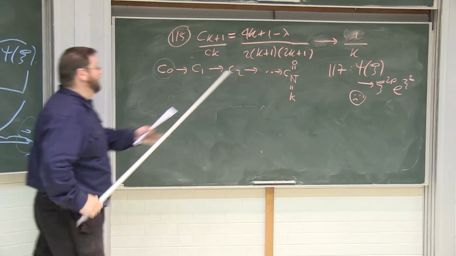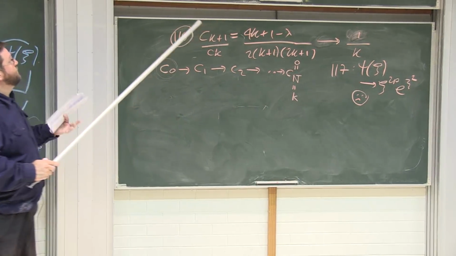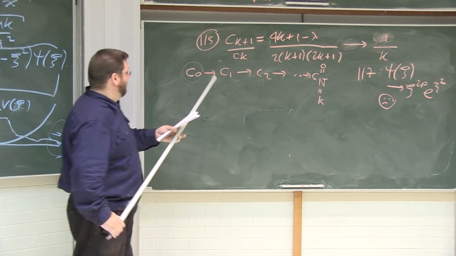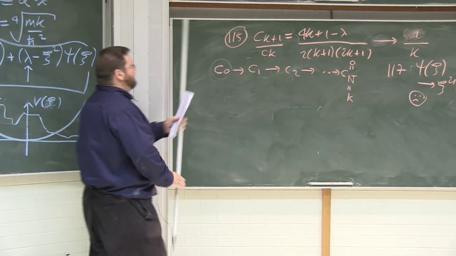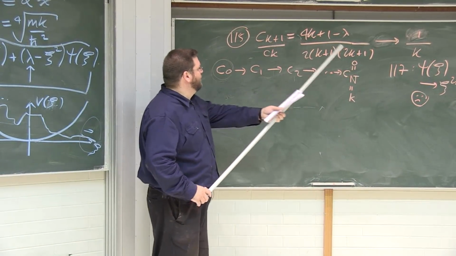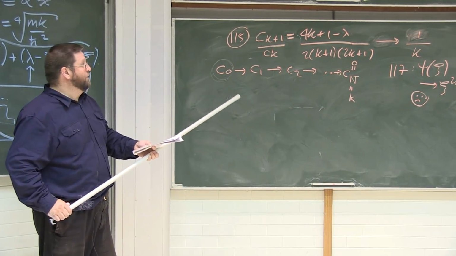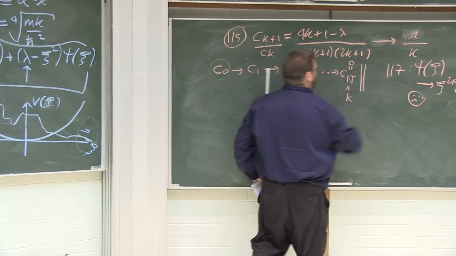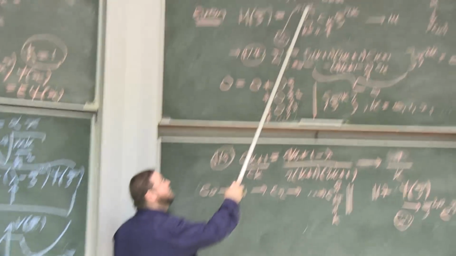If that particular coefficient equals 0, then a recursion relation with the ck on the right-hand side implies that every subsequent coefficient is 0. Because this basically says ck plus 1 equals a number times ck. If ck is 0, then ck plus 1 will be 0, and every subsequent coefficient will be 0. So the series will terminate. That's good. This infinity that made me sad is no longer there.